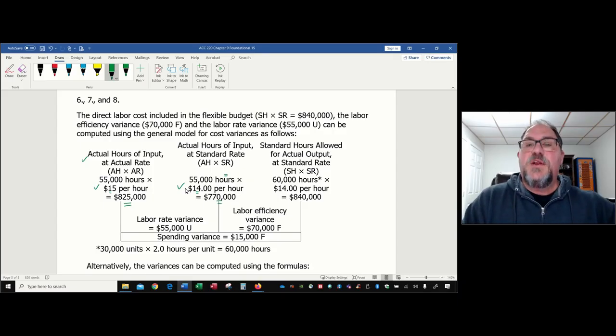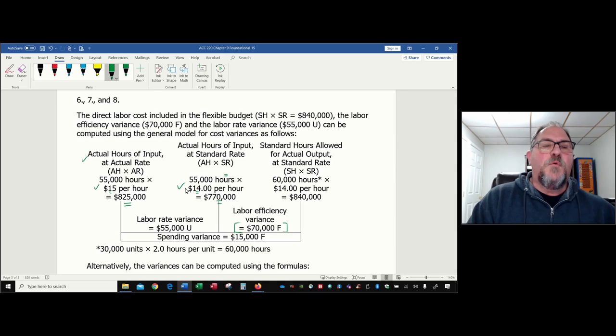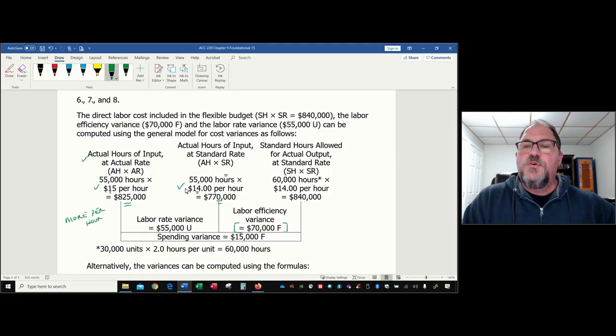Now, the standard hours allowed was 60,000 hours times $14 an hour for 840,000. So the labor efficiency: we paid more per hour, but used less hours. Aha. So we paid a little bit more, but we were more efficient. So the overall spending variance is favorable here.